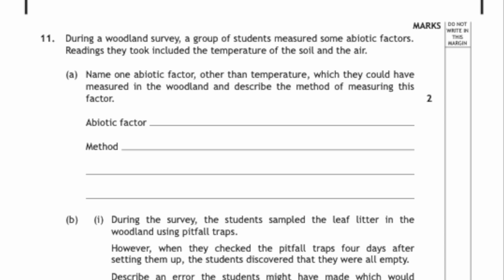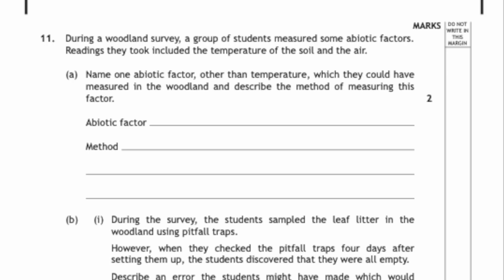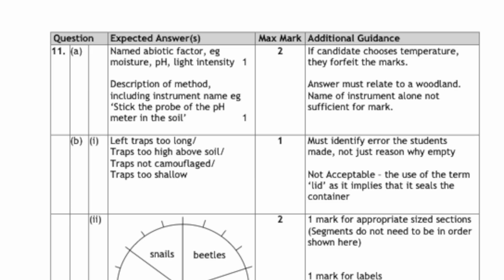Name one abiotic factor other than temperature which they could have measured in the woodland and describe the method of measuring this factor. So it's 2 points. One for mentioning the abiotic factor and one for telling us how they measured it. Now what the marking scheme was looking for was a named abiotic factor, so for example moisture, pH, or light intensity. 1 mark for that.